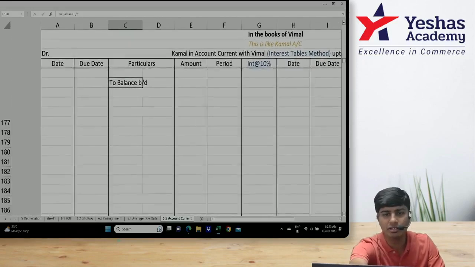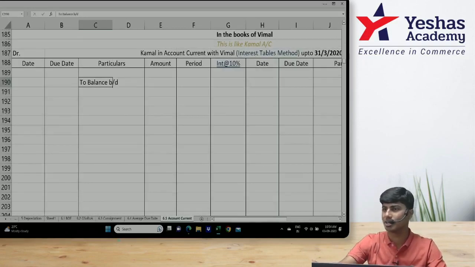See, tomorrow you'll have the consignment test, but Tuesday you'll have the average rate account current test. So you should practice for that.